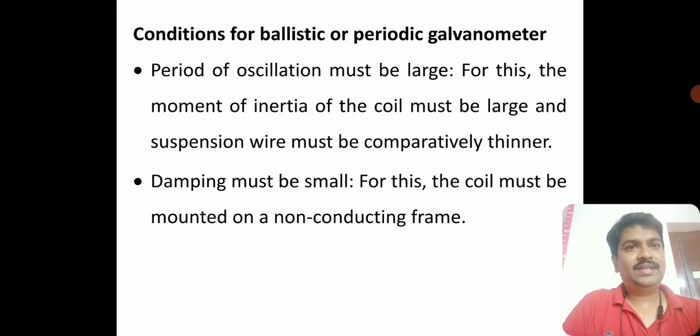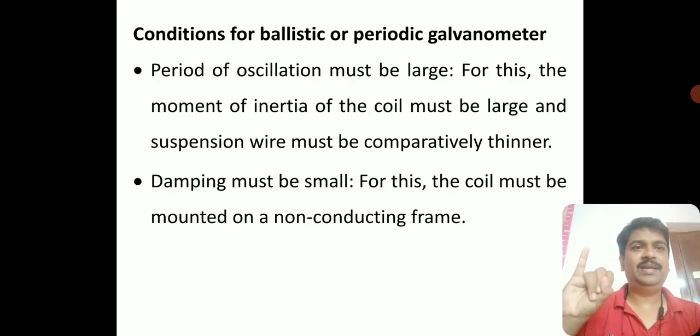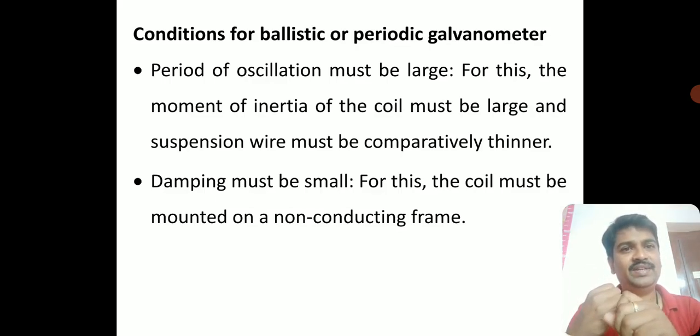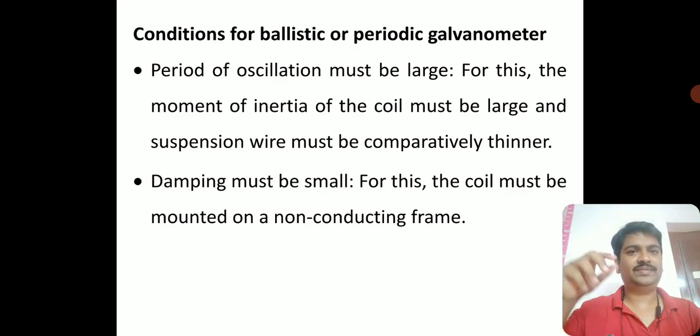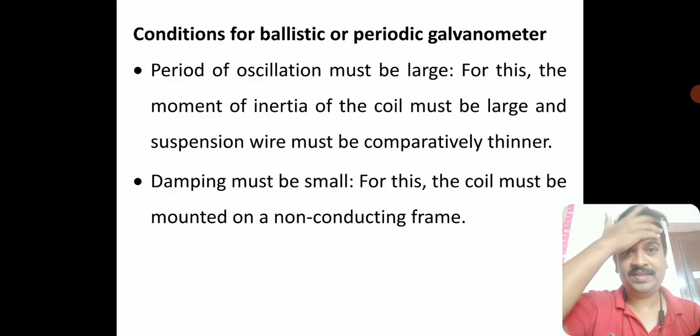Condition for a ballistic galvanometer or aperiodic galvanometer. If you want to increase the period of oscillation of a coil, what must be done first is you need to increase the moment of inertia. So increase the moment of inertia. The suspension wire must be comparatively thinner this time, so that you can increase the moment of inertia.